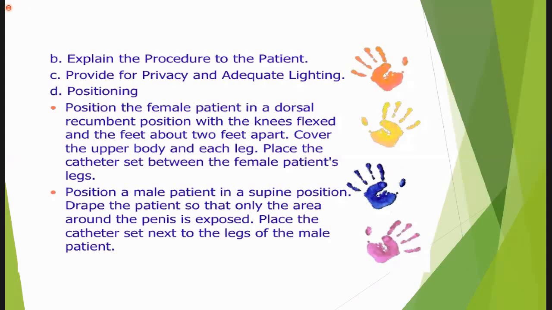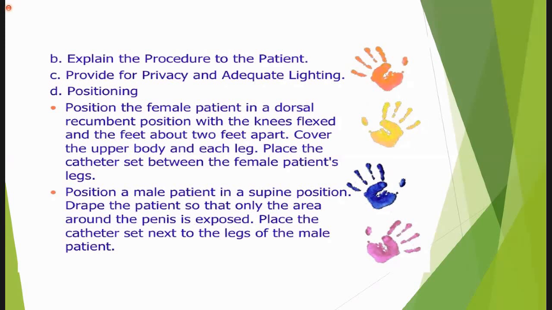If the patient is female, the position is the dorsal recumbent position, in which the knees are flexed and the feet are about 2 feet apart. Cover the upper body and each leg. Place the catheter set between the female patient's legs.